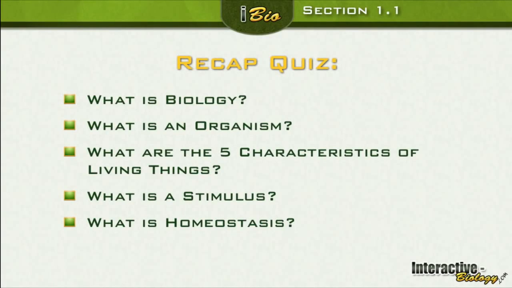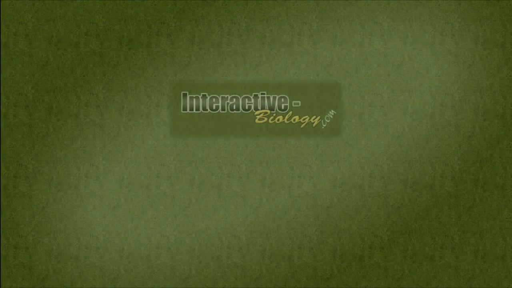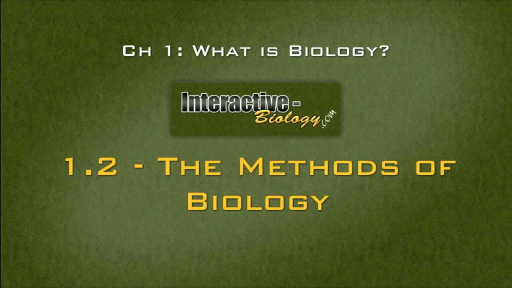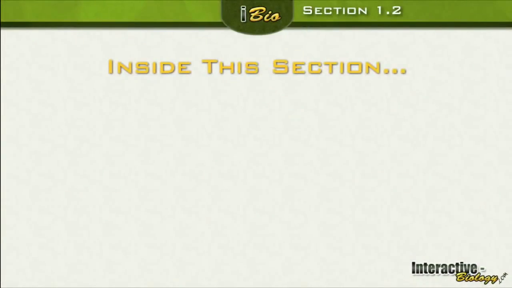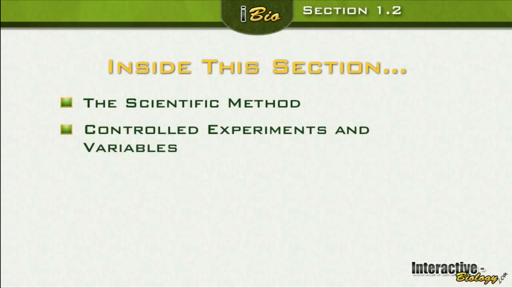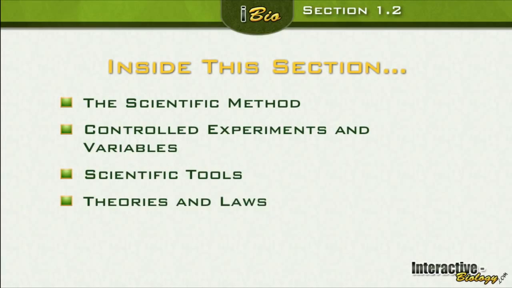Okay, we are now getting into section 1.2. Section 1.2 talks about the methods of biology. Inside this section, we are going to talk about the scientific method. Then we are going to talk about controlled experiments and variables. We're going to talk about scientific tools. And lastly, we're going to talk about theories and laws.